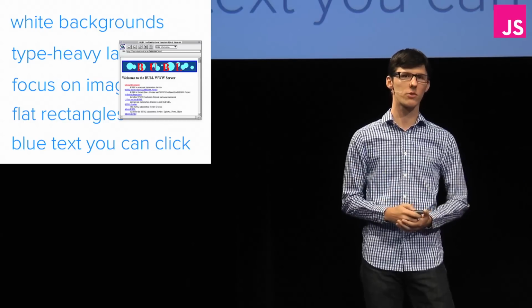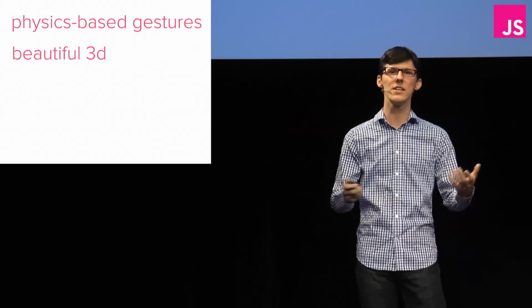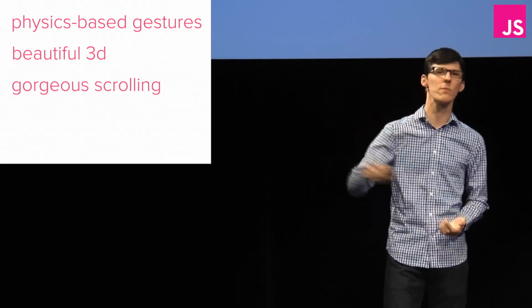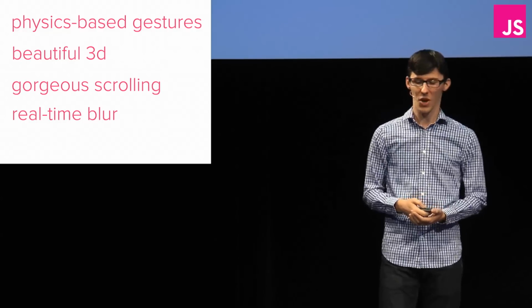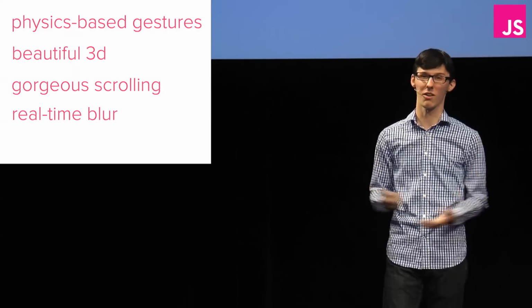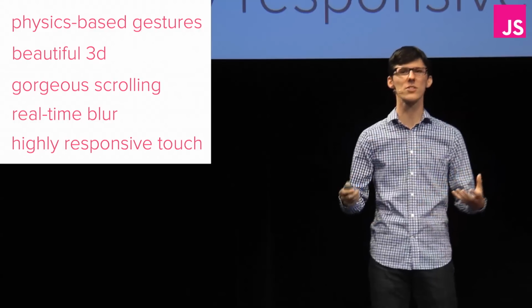There are things that are hard, though, right? Like it has these physics-based gestures and these beautiful 3D effects. We've got this 60 frames a second scrolling on all these various places while doing a real-time blur operation on mobile, on like an iPhone 4S class hardware, and highly responsive touch, all these cool things.